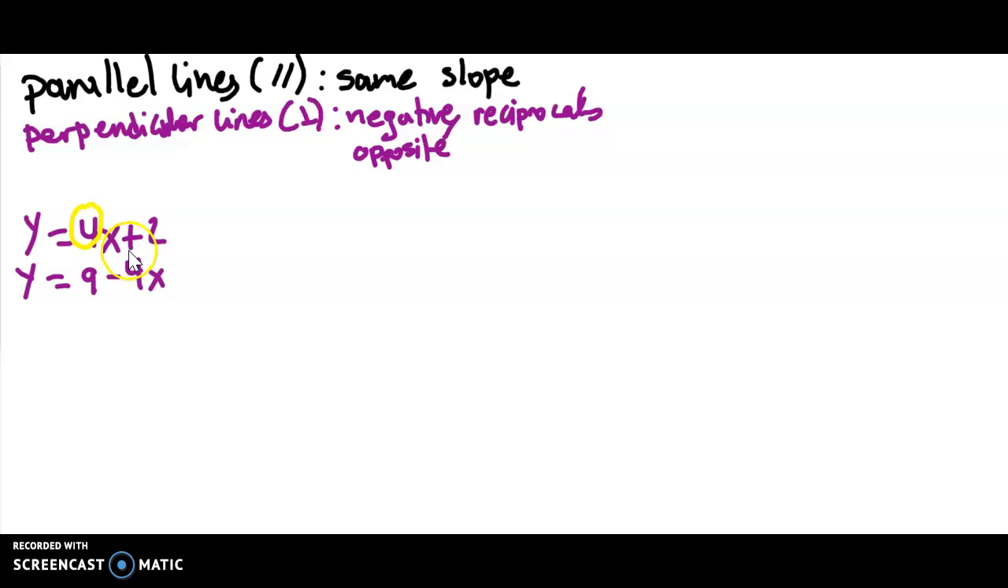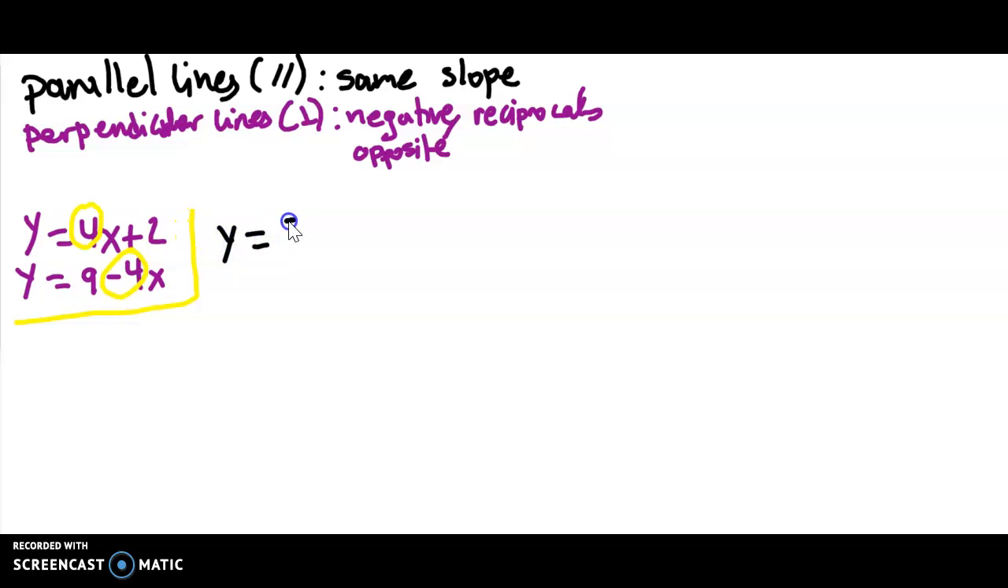And I'm checking this second line and its slope is -4. Well, 4 is not the same as -4. 4 is not the negative reciprocal of -4. So these lines are not parallel and they're not perpendicular either. Let's go to another example.